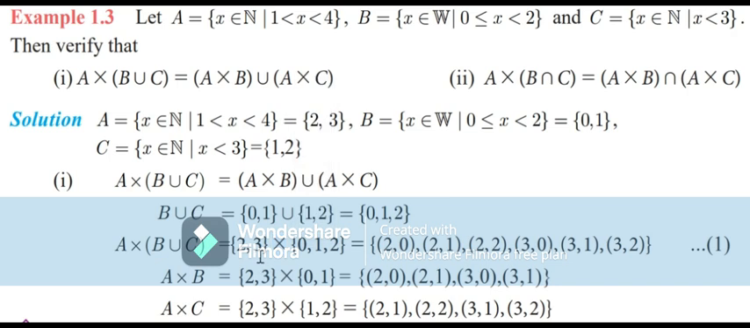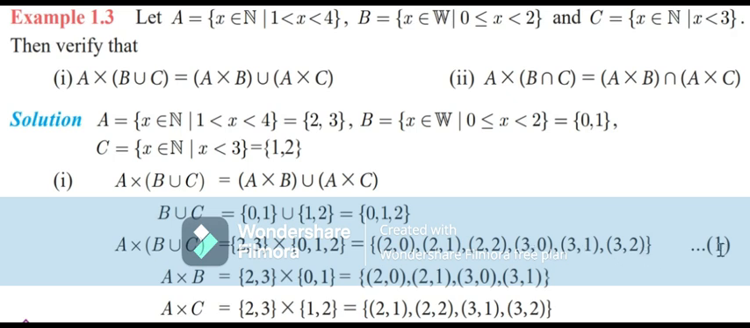First we are mapping the first element of A with all the elements in B union C. So 2 comma 0, 2 comma 1, and 2 comma 2. Then we completed mapping all the elements of B union C. Now we move on to the next element of A, that is 3. This 3 we map with all the elements of B union C. So that is 3 comma 0, 3 comma 1, and 3 comma 2. That is what we wrote here.